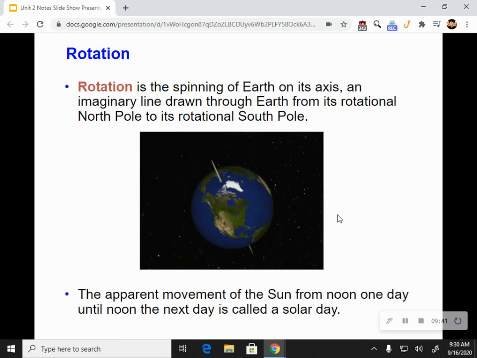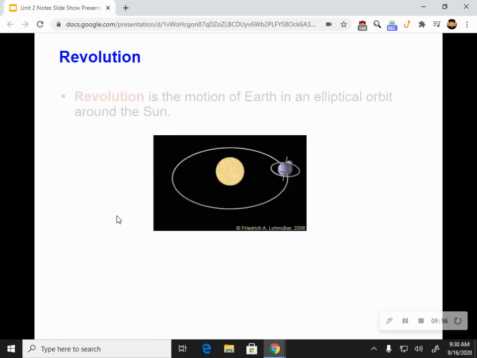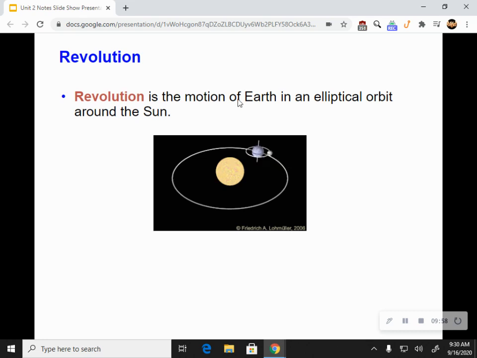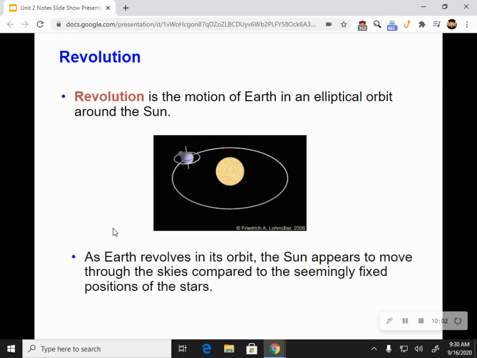Remember, rotation is going to be measured in days, and revolution, which is a full orbit around the sun, is measured in years. So rotation is on its axis, and this is showing the sun to night, so day to night, and revolution is the motion around the orbit. So that is measured in years.